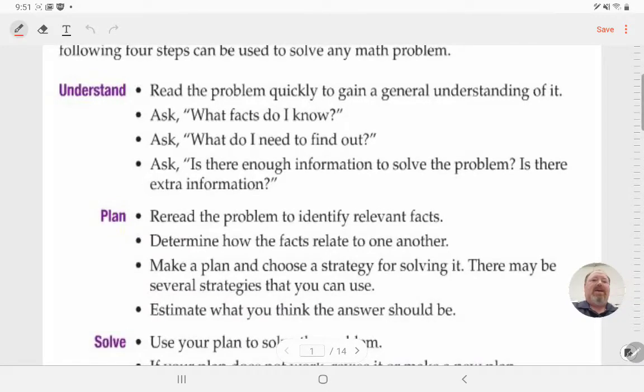When you understand, you want to do things like ask what facts do you know? Ask what do I need to find out? Ask is there enough information to solve the problem? And is there extra information that I don't need?